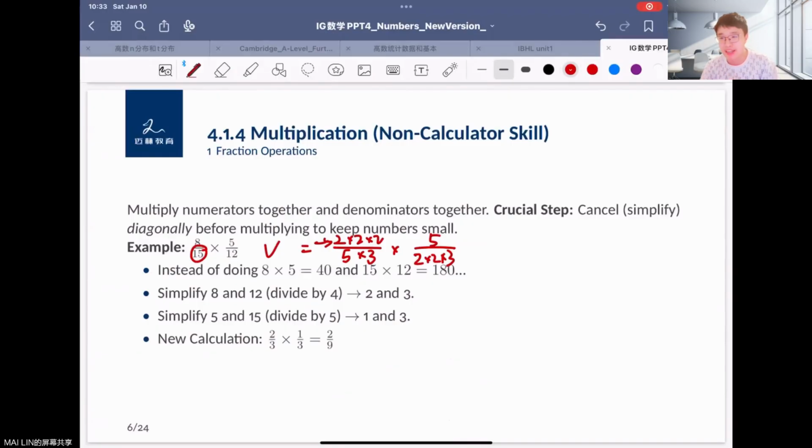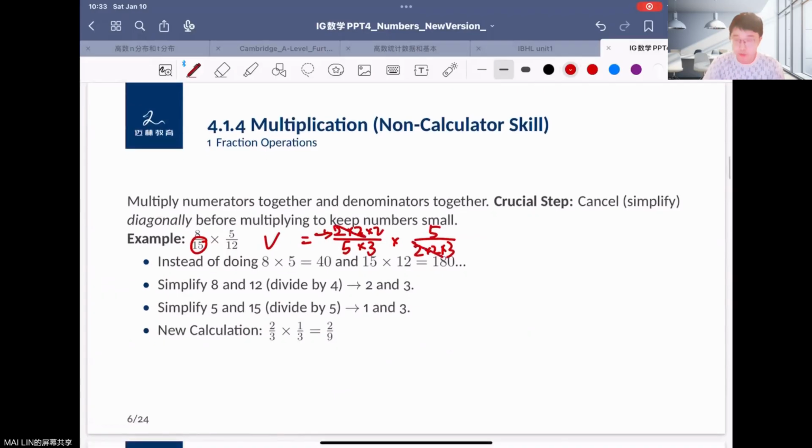at the same time. Because the value of the fraction doesn't change if you multiply or divide the numerator and the denominator by the same value, right? So here you can just divide by 4 together. So here the answer is also divided by 5, and the answer is 2 over 3 times 3, which is 2 over 9. Okay, this is the first way we can calculate this.